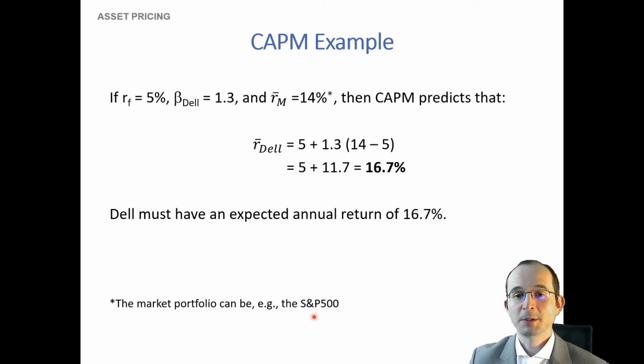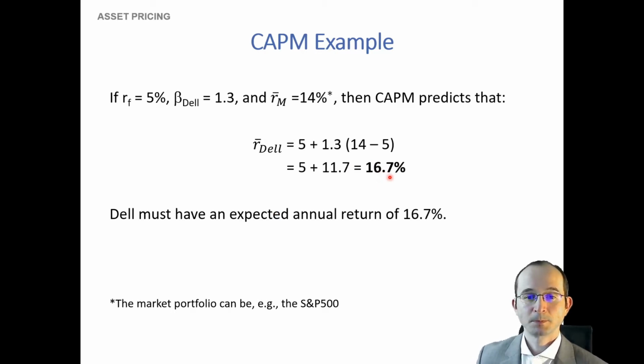Well, given these inputs and just plugging them into this CAPM equation that we proved in the previous slide, we see that the expected return to our individual risk asset, to Dell, is going to be 16.7%. Remember, this is a forward-looking forecast. In other words, we would expect Dell to give us 16.7% per year.